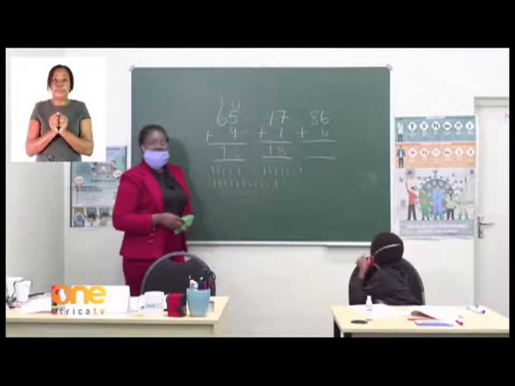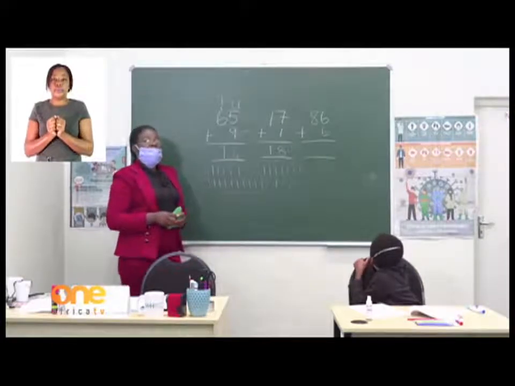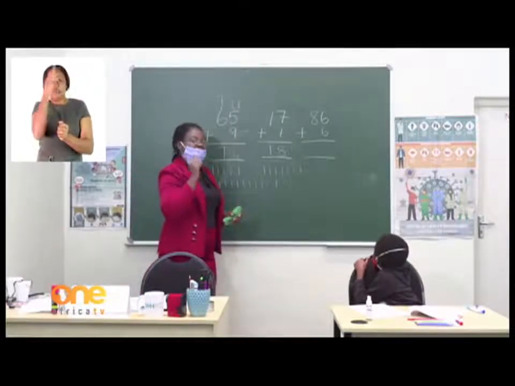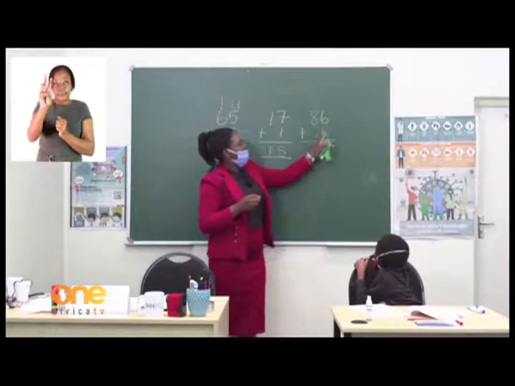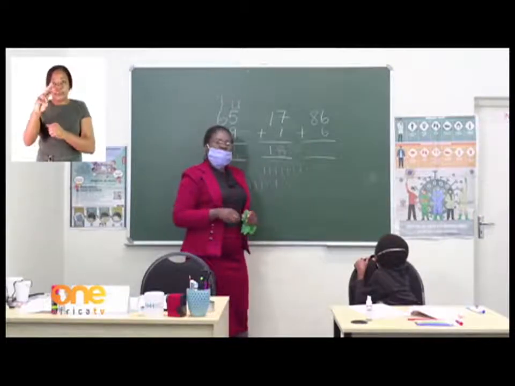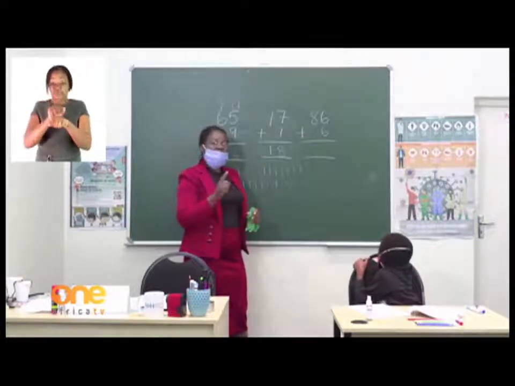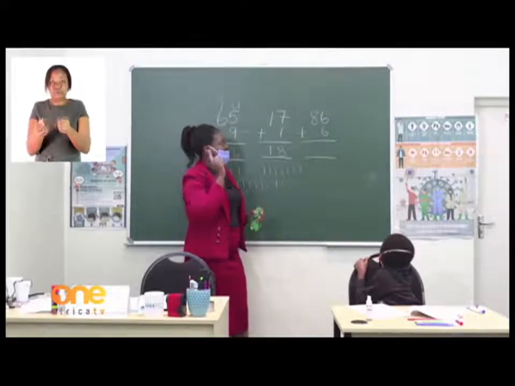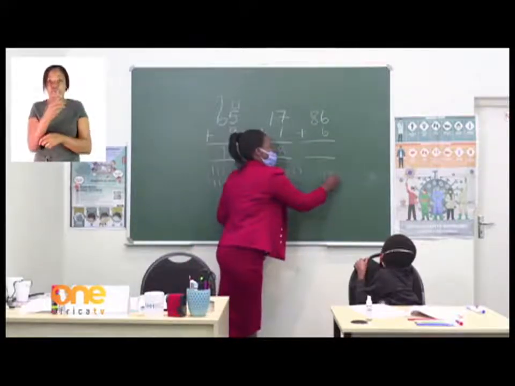Do you still want me to do the next one? Okay, let's try the next one to remind you about carrying over again. 6 plus 6. Use your bottle tops. What are you getting? That will be a 12. A 6 and a 6 is a 12. So a 12 is like that.